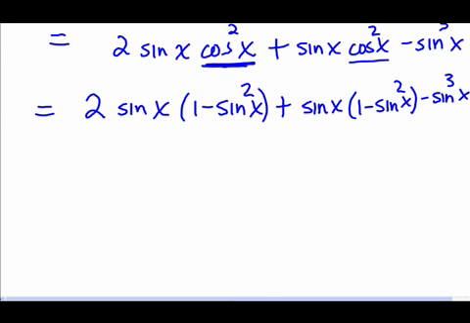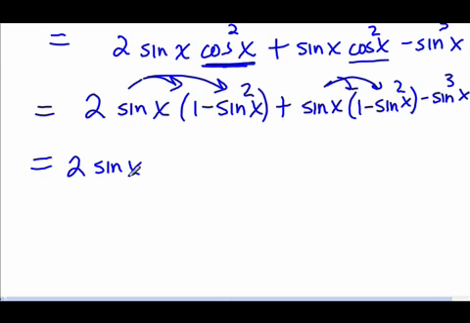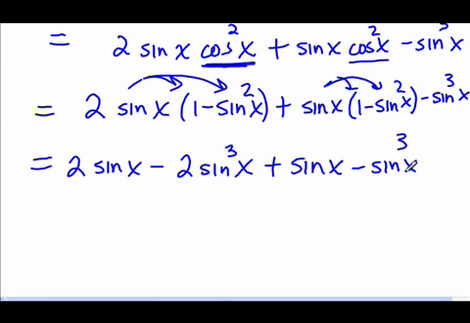A couple more steps and we're finished. We're going to have to do the multiplication again. So we're going to distribute the sine x through, 2 sine x through here, and over here we'll distribute sine x through. So that will be 2 sine x minus 2 sine cubed x plus sine x minus sine cubed x minus sine cubed x.